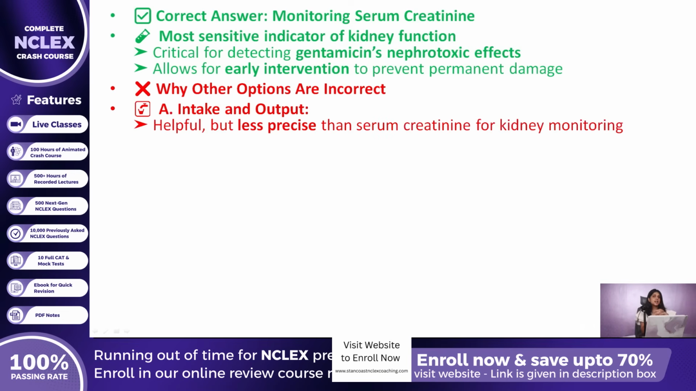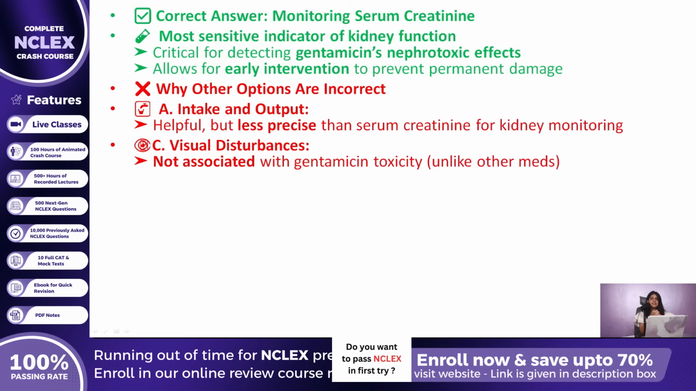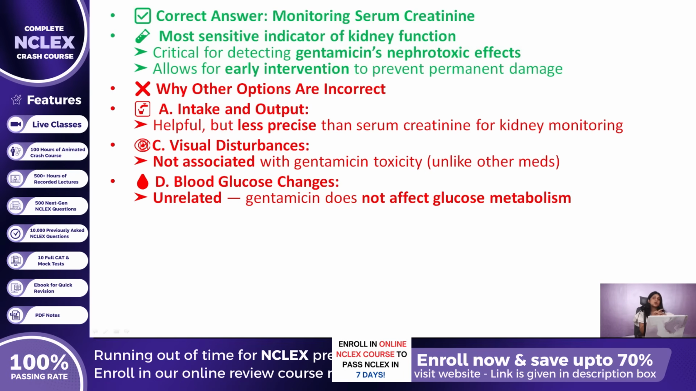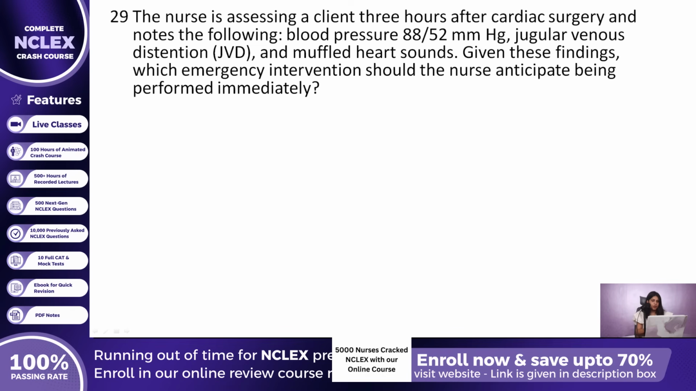Option A, intake and output, is helpful but less precise. Option C, visual disturbances, and option D, blood glucose changes, are not associated with gentamicin toxicity. Let's move on to another critical care scenario, 29.